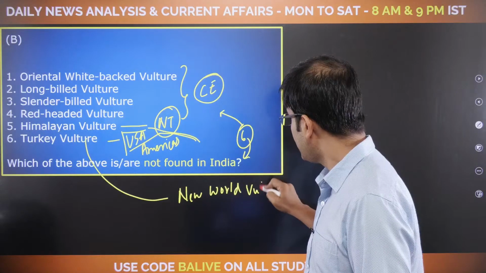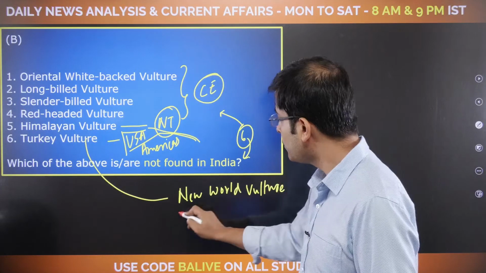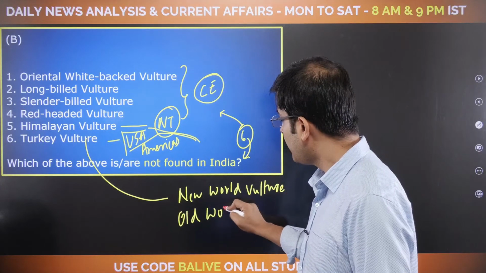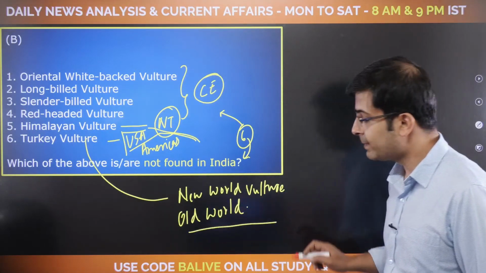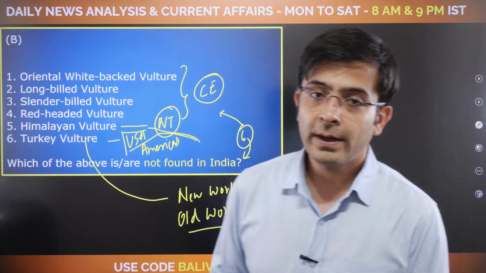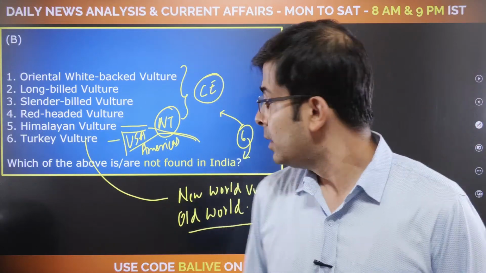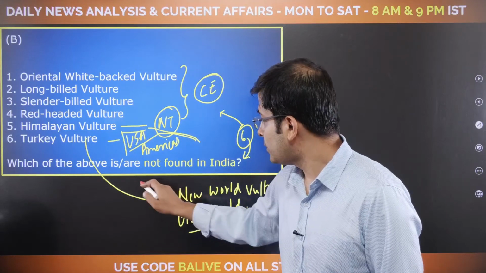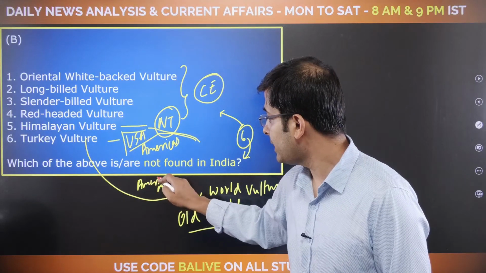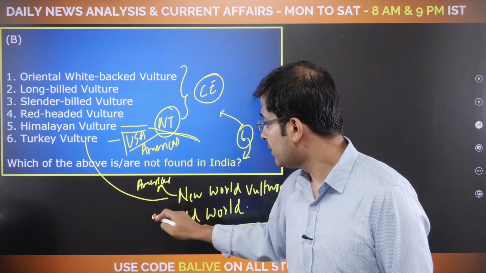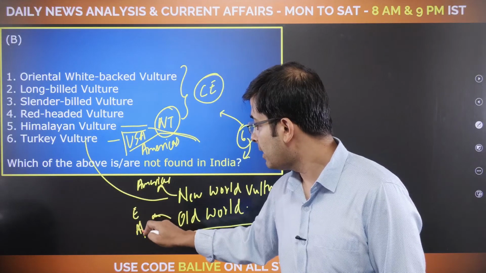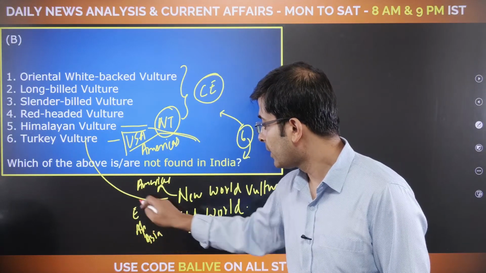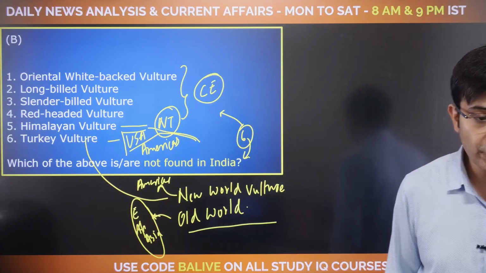Now you must be knowing the difference between New World and Old World by now. We have done this for several different species, including monkeys, and we have done this for vultures also. New World is related to the Americas, whereas the Old World is related to Europe, Africa, and Asia. That's the categorization. That's how you'll remember it.